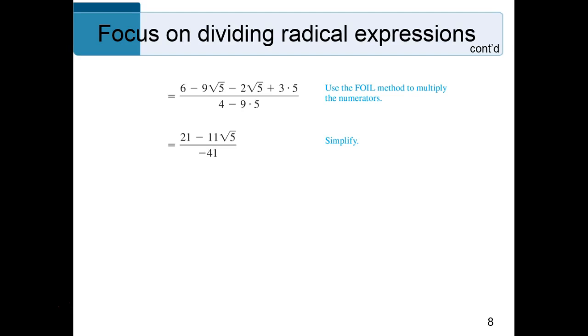Which would be 21 when you combine the rational numbers, 6 plus 15 is 21. And then you have like irrational numbers, minus 11 root 5 over negative 41. And then they just chose to pull out the minus sign in front of the whole fraction. Okay, the one that was in the denominator, pull it up there. So negative 21 minus 11 root 5 over 41. Good deal.